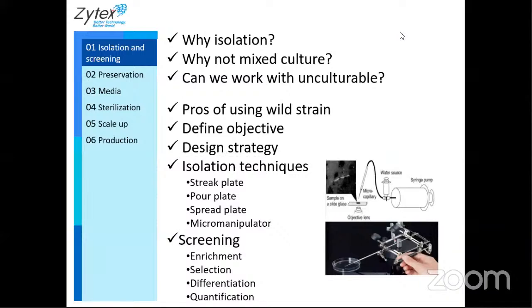Then quantification. Say I have 5 different lactic acid producing bacteria. Now I want to know which one I have to go with for final commercialization. So I need to quantify how much lactic acid each is producing. Which one is the fast producer? So I need to quantitate the amount it is producing. That can be done by colorimetric method or spectrophotometric method. So that is a screening technique which is being used.